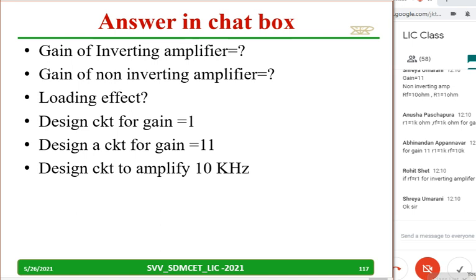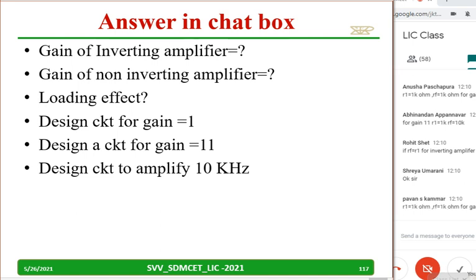What changes are you going to make to your circuit? I design a circuit to amplify a particular frequency, say 6 kilohertz, 10 kilohertz, something I'll give. Rakshita is telling RF equal to 1K, R1 equal to 1K. Gain is 1, but I don't want an inverting circuit; I want phase shift equal to 0. So you have to make some suggestions, what changes you have to make. Think on that.